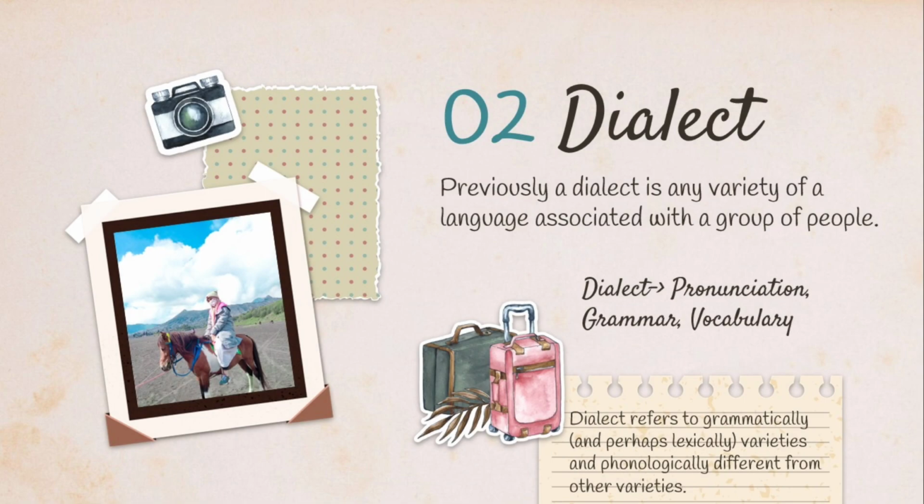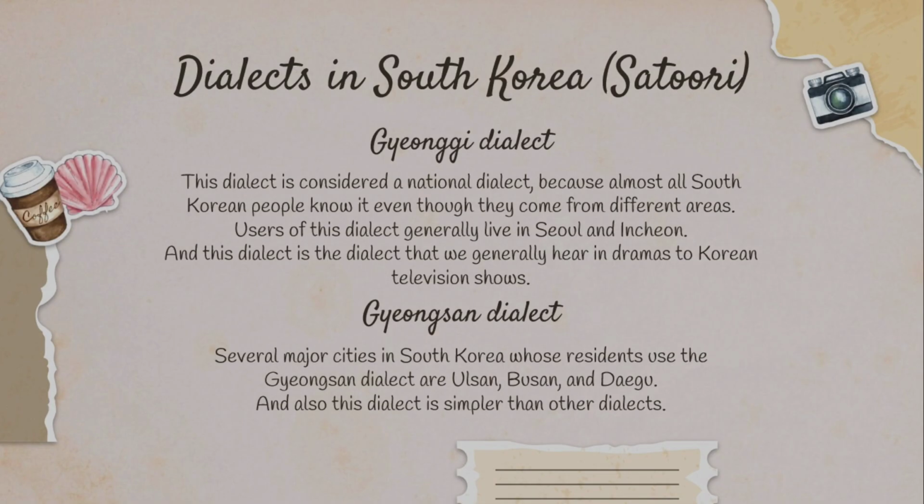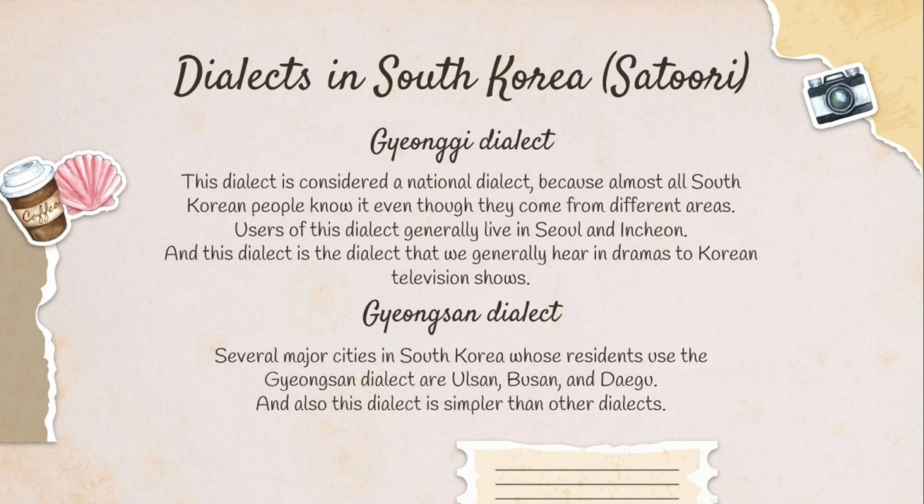Okay, and the second is dialect. Previously, a dialect is any variety of a language associated with a group of people. Dialect refers to grammatically or perhaps lexically and phonologically different varieties from other varieties. So, dialect refers to pronunciation, grammar, and vocabulary. Okay, the next is dialects in South Korea or Satori. South Korea has 6 dialects and each is different. And for this session, we will just learn 2 dialects.